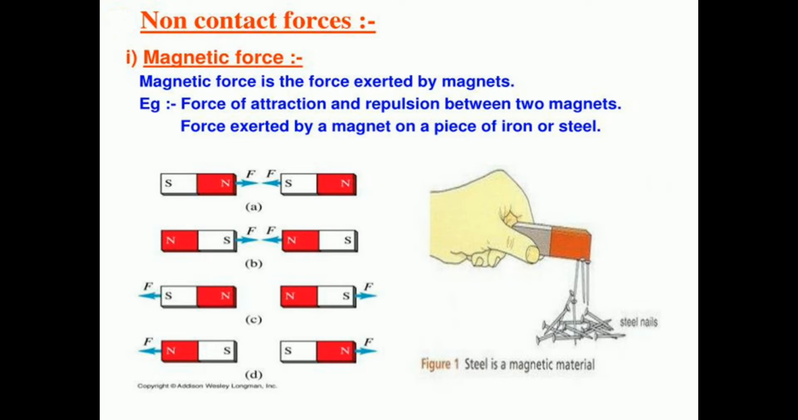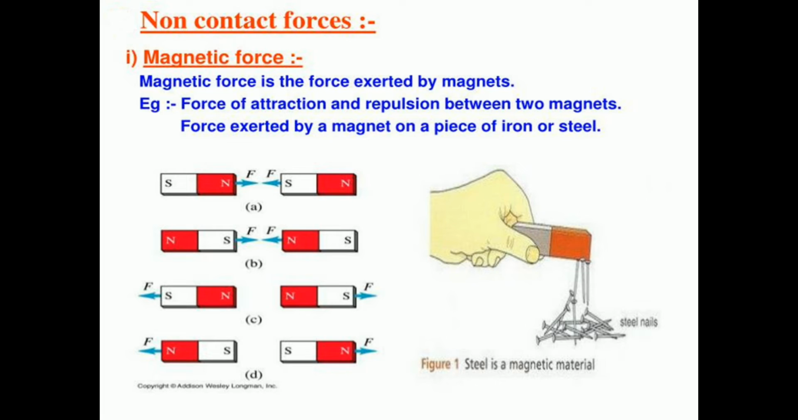So first we discuss magnetic force. The force exerted by a magnet is known as magnetic force. We have already studied in class 6 that the like poles of a magnet repel each other, whereas unlike poles of a magnet attract each other. This means that there is a magnetic force of repulsion between the like poles of two magnets, and there is a magnetic force of attraction between the unlike poles of two magnets.